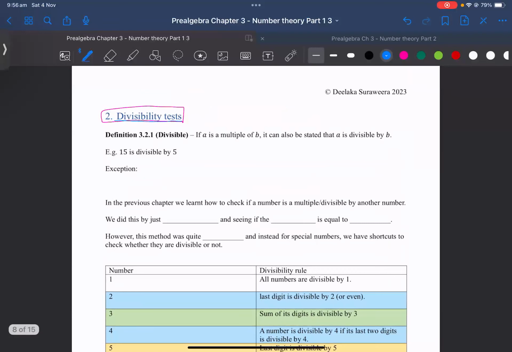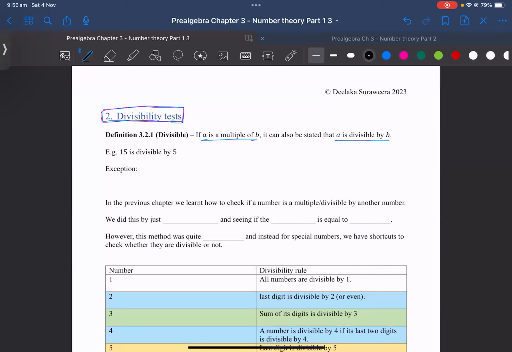Here's where we check if a number is divisible by another number, but with shortcuts. So we'll define divisible first. Divisible is basically the same as a multiple. If A is a multiple of B, it's the same as saying A is divisible by B. They're basically the same thing.